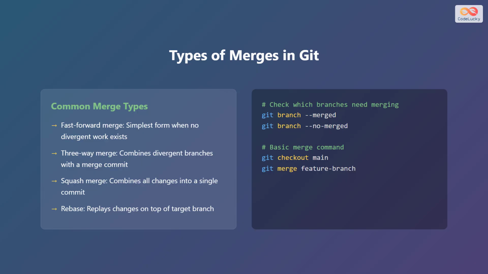Now, let's explore some Git commands related to merging. To check which branches need merging, use the command git branch --merged and git branch --no-merged. For a basic merge command, first check out the main branch using git checkout main, then merge the feature branch using git merge feature-branch.